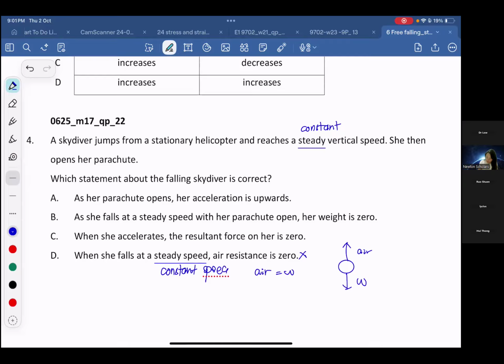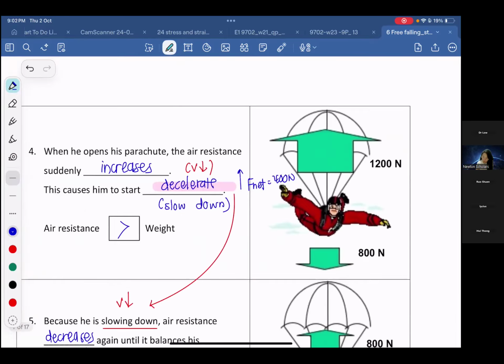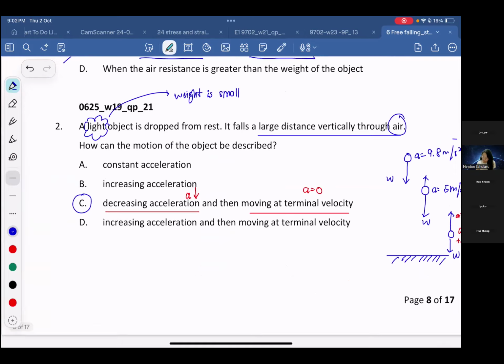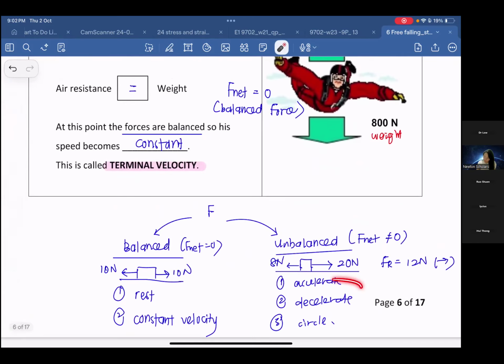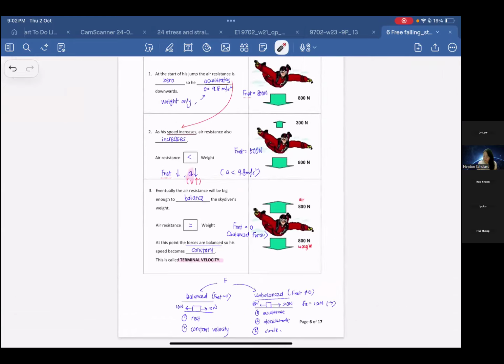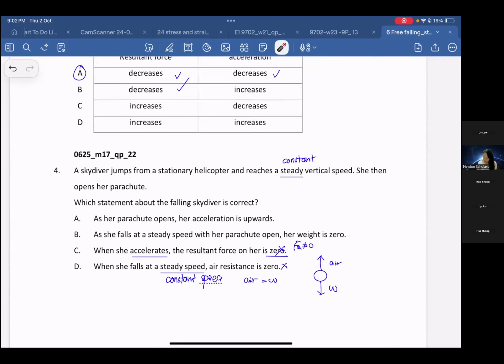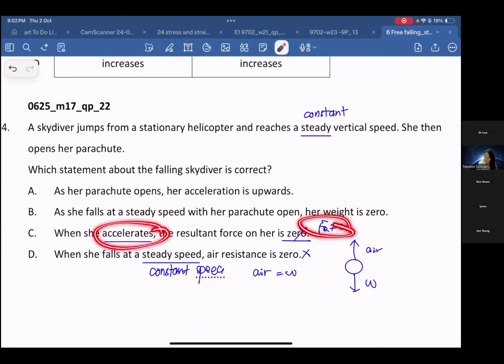Okay, when she accelerates, the resultant force is 0? Wrong. The resultant force will not be 0. Why? Just now, in this case, I told you. Where is it? Oh, here. When accelerating, it won't be 0. The resultant force is impossible to be 0. There must be some larger force to make it speed up. So it's not 0, and this one is wrong. When accelerating, it is not 0. It's an unbalanced force. There must be some resultant force.